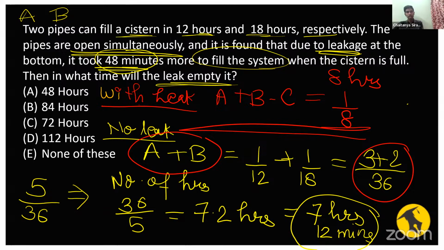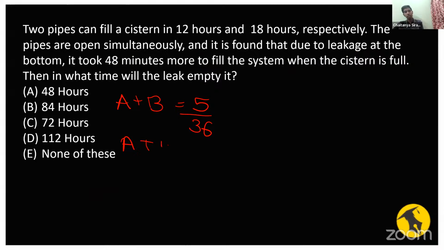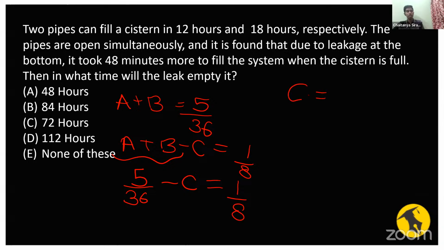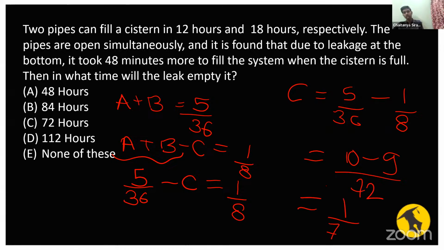So I had A plus B equal to 5 by 36, and I got A plus B minus C as 1 by 8. So I can substitute this as 5 by 36 minus C equal to 1 by 8. So my C will be 5 by 36 minus 1 by 8. I think 72 is the LCM here. So it is 10 minus 9 upon 72. This is 1 by 72. So this is the efficiency. So number of hours would be 72 hours.